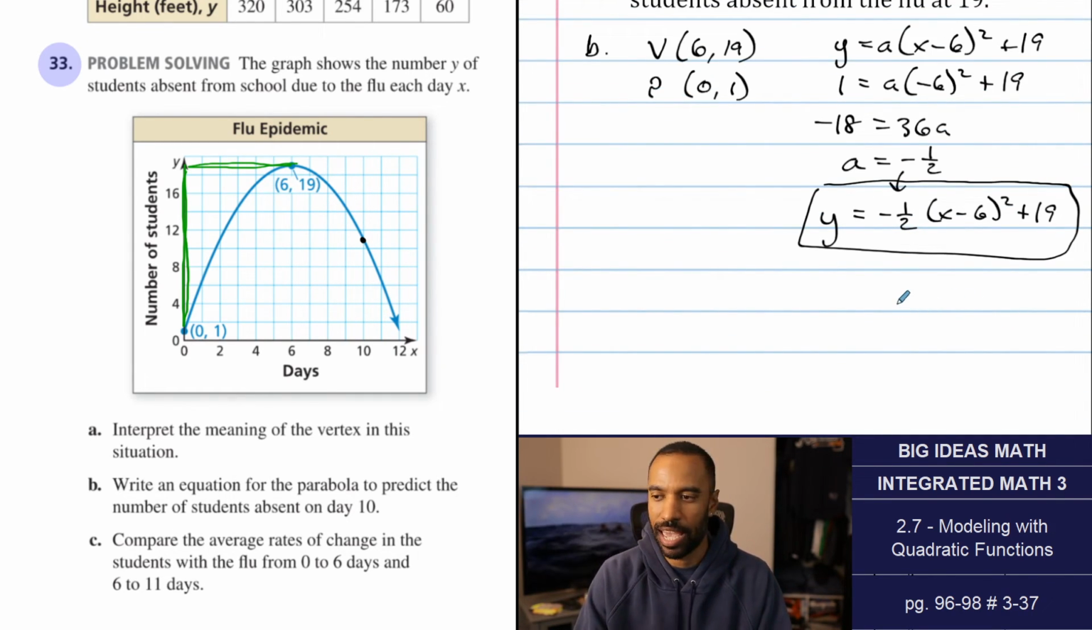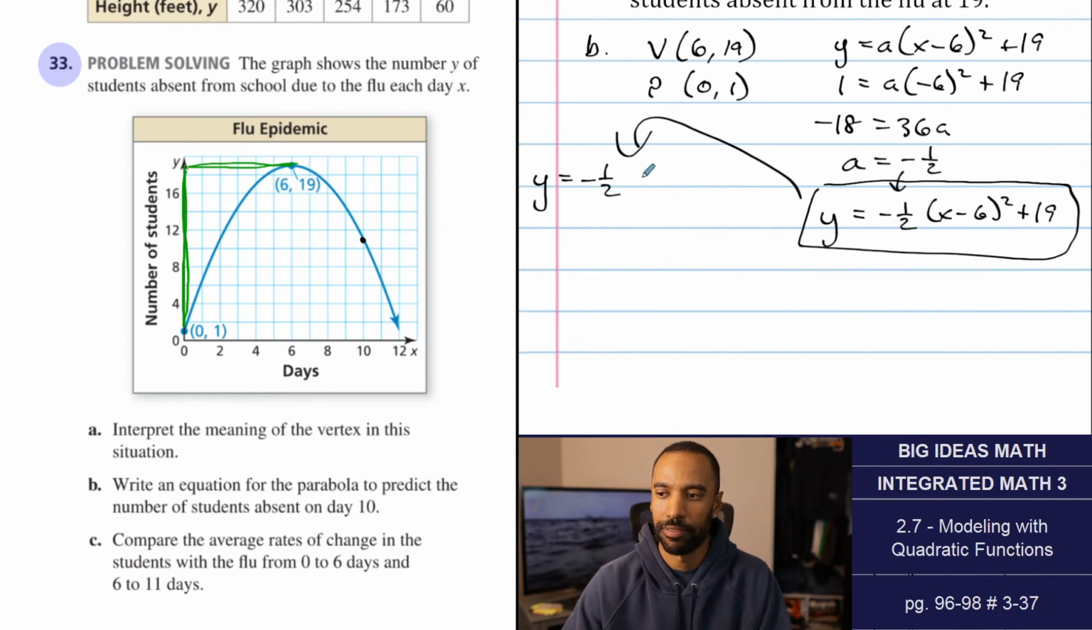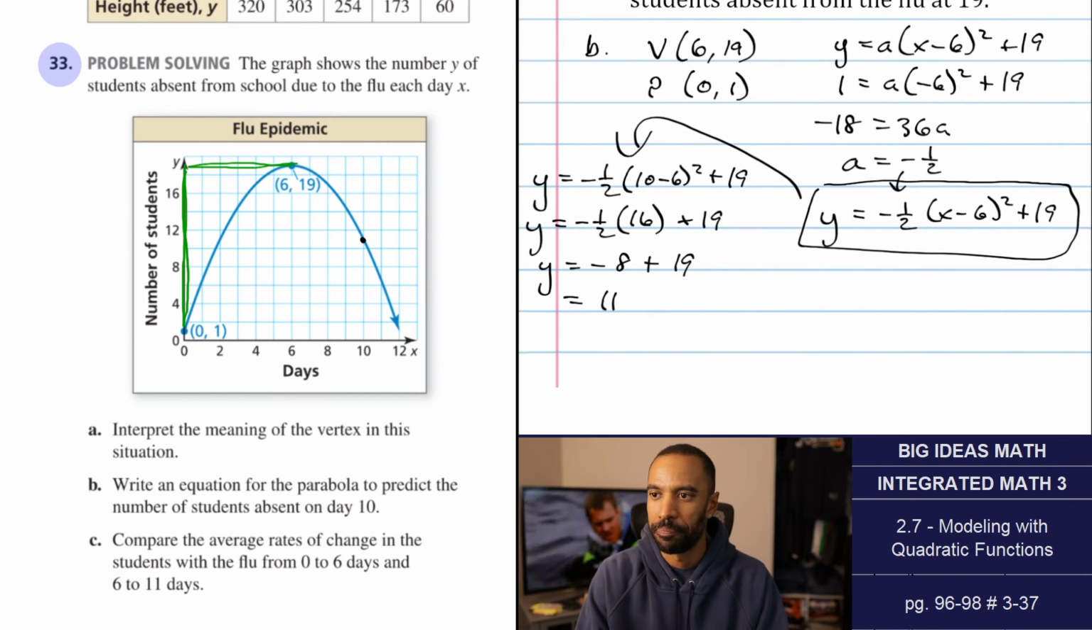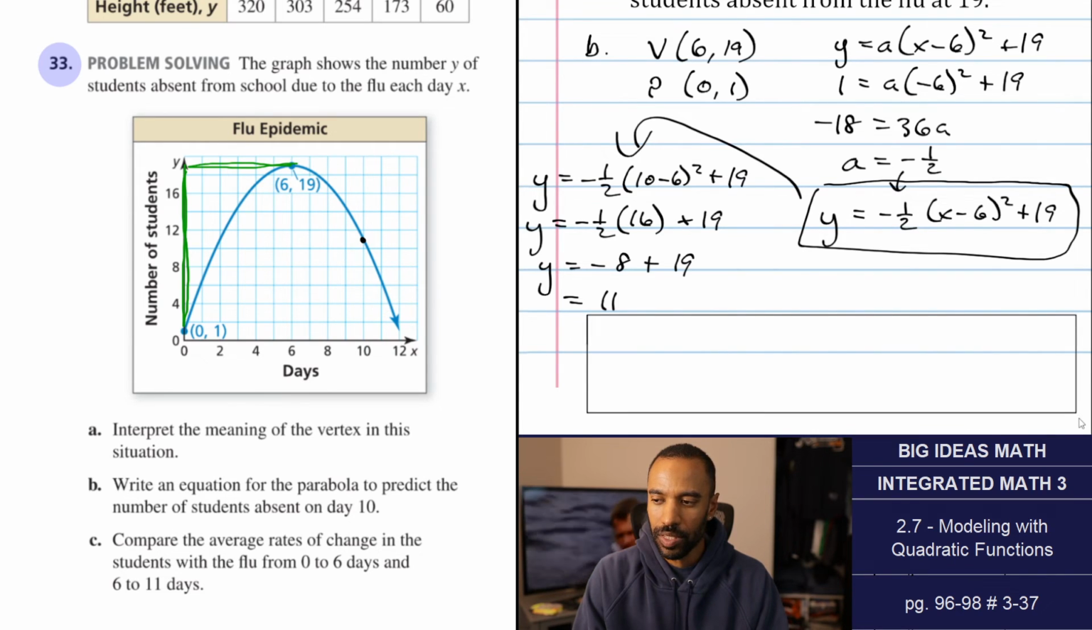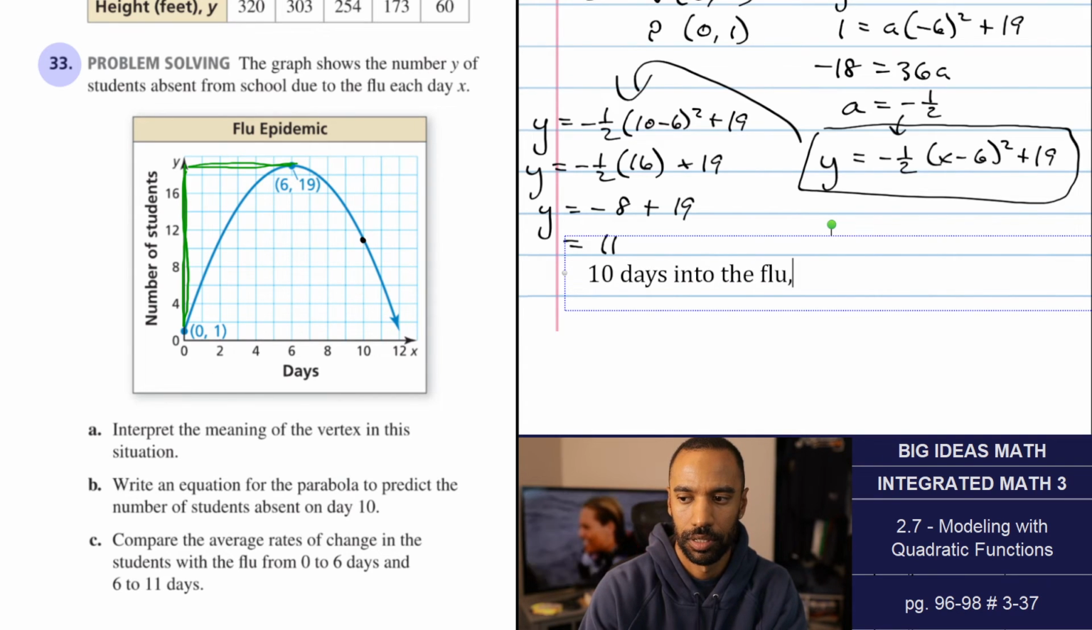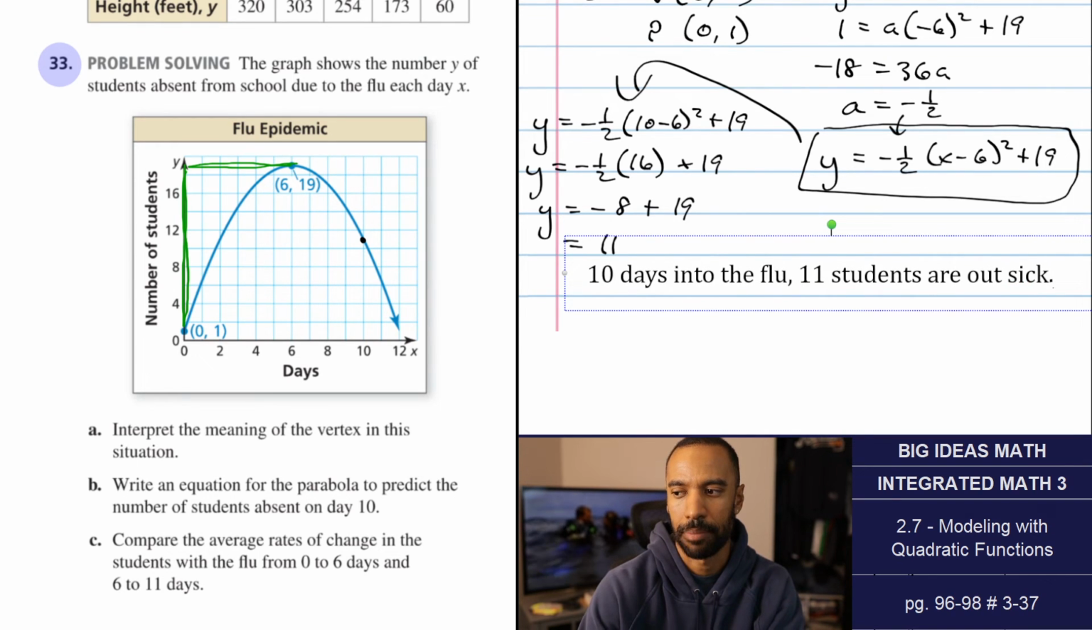We're predicting on day 10. So we're going to do now y equals negative 1/2 times (10 minus 6) squared plus 19. 10 minus 6 is 4. 4 squared is 16. Half of 16 is 8, so that's negative 8 plus 19, which is 11. So yeah, 11 students. That's what I thought it was going to be. So 10 days into the flu, 11 students are absent.